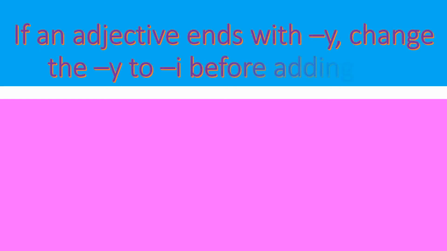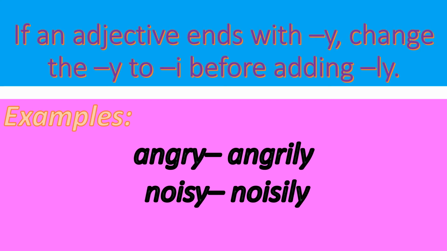Now, if an adjective ends with Y, you're going to change the Y to I before adding ly. Examples: angry, angrily; noisy, noisily. Okay?